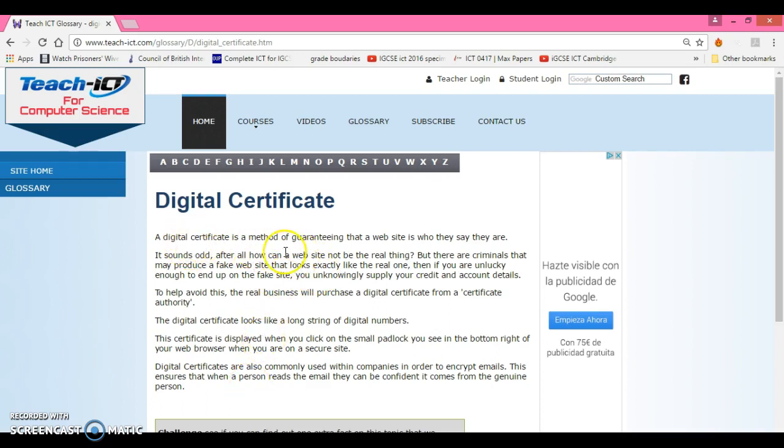So it says, a digital certificate is a method of guaranteeing that the website is who they say they are. It sounds odd, but after all, a website can't be a real thing. But criminals may make fake websites that look exactly like real ones. Now, you may not have come across or seen a digital certificate, but some people need to log on to websites, okay, to make sure they get paid.